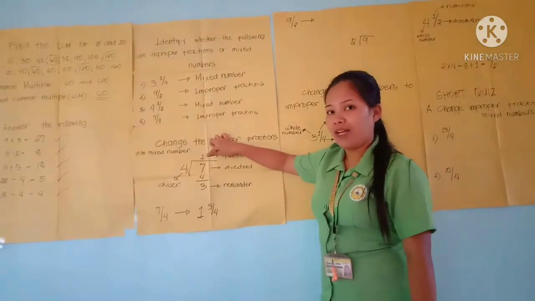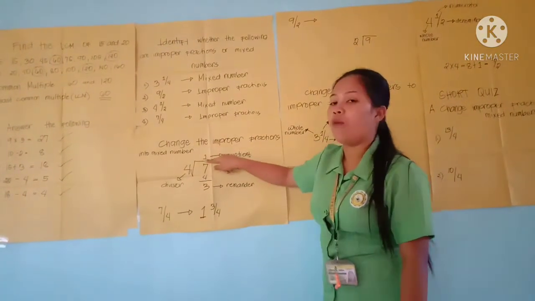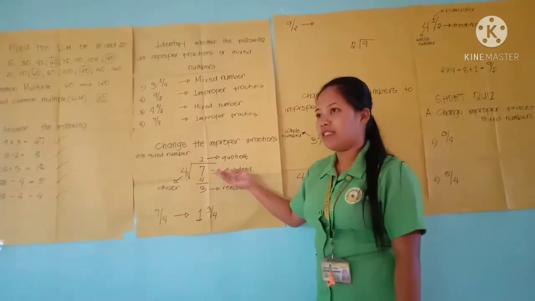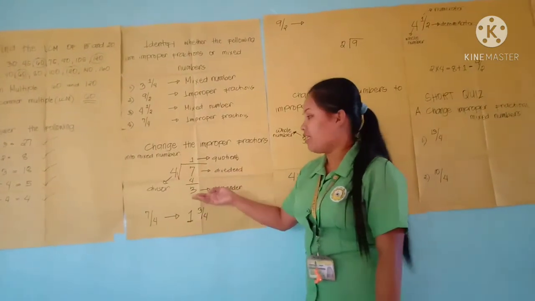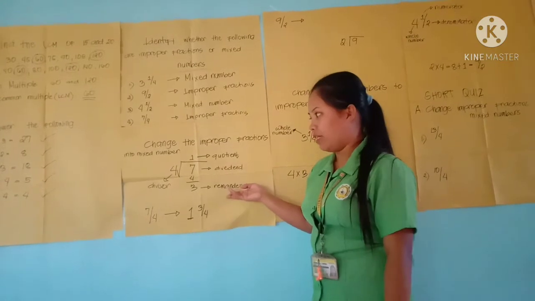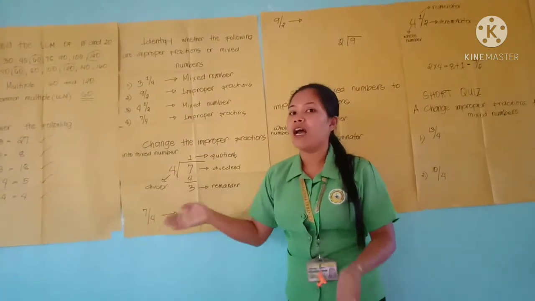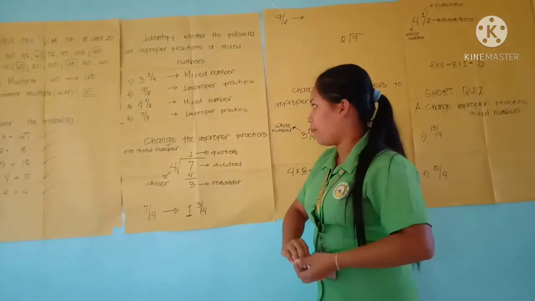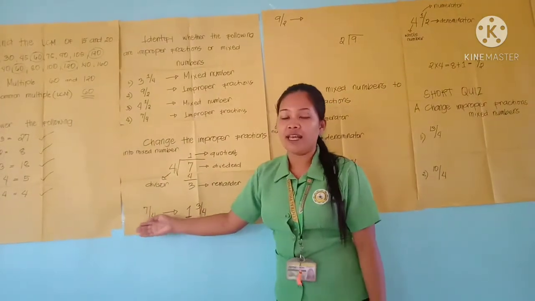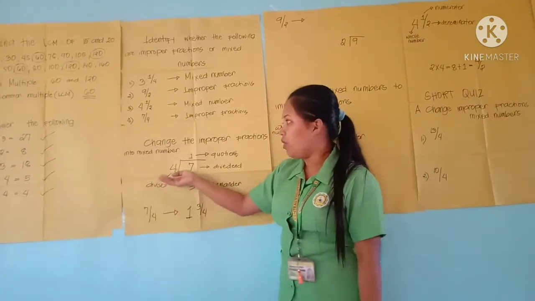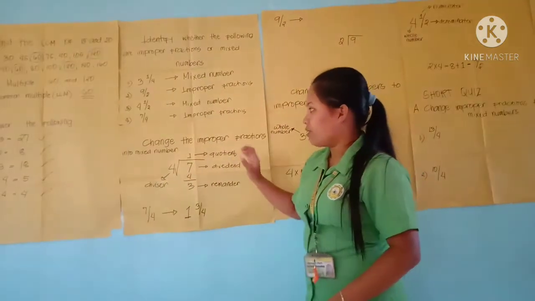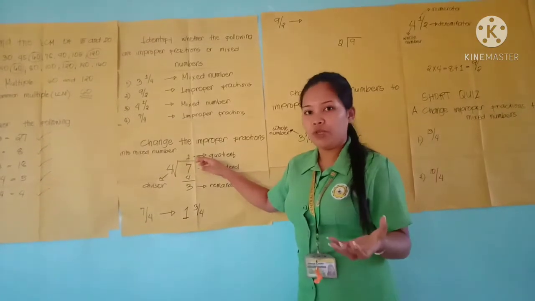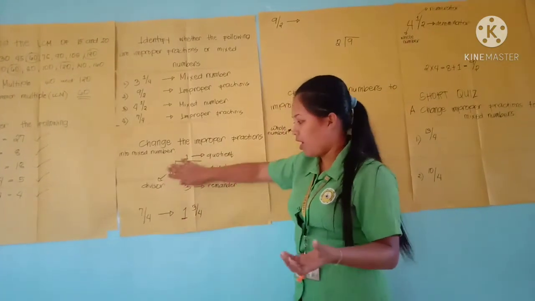The number 1, or this one, is our quotient. The number 7 is our dividend. The number 3 is our remainder. And the 4 is our divisor. We are going to change the improper fraction, which is 7/4, into a mixed number. So the quotient or the number 1 will be our new whole number. This one.